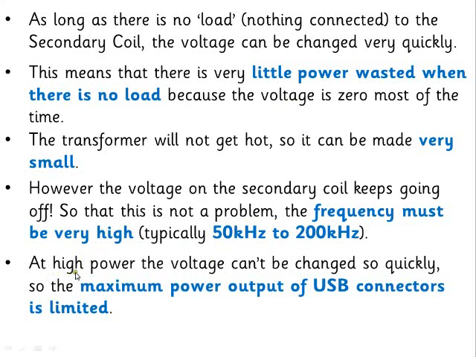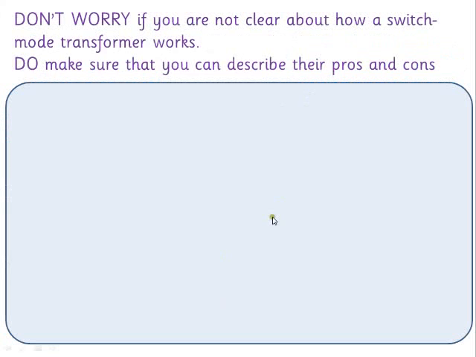Well, if you try and draw a lot of current, what you find is you can't turn the voltage on and off so quickly, so it doesn't work anymore because you can't turn it on and off 50,000 times a second. So what you find is that you've got a pretty low maximum power output for USB connectors. So if you want to connect a little fan to your computer or something, that's fine, but if you want to connect a kettle to it, it's not going to work.